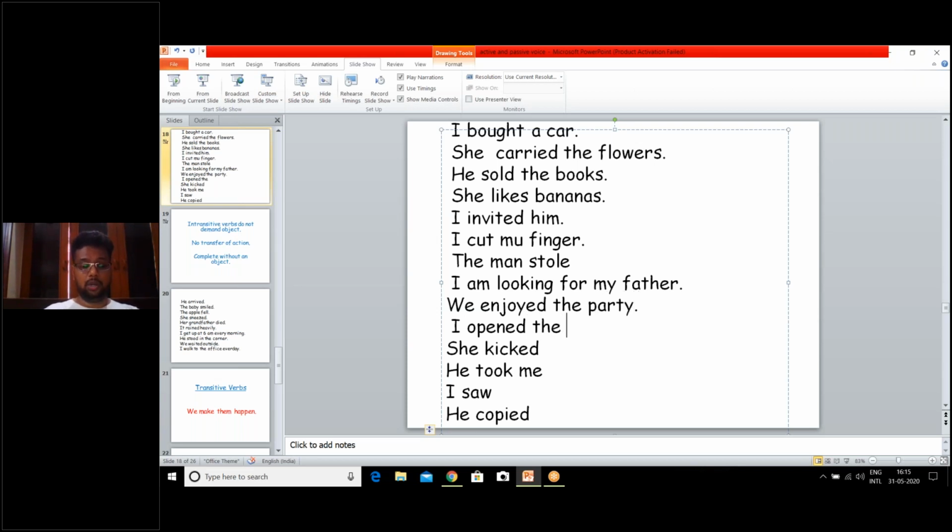I opened the book. She kicked the ball. He took me to the venue. I saw a tiger. What did you see? I saw a tiger. He copied. What did he copy? This is incomplete. He copied from my sheet.